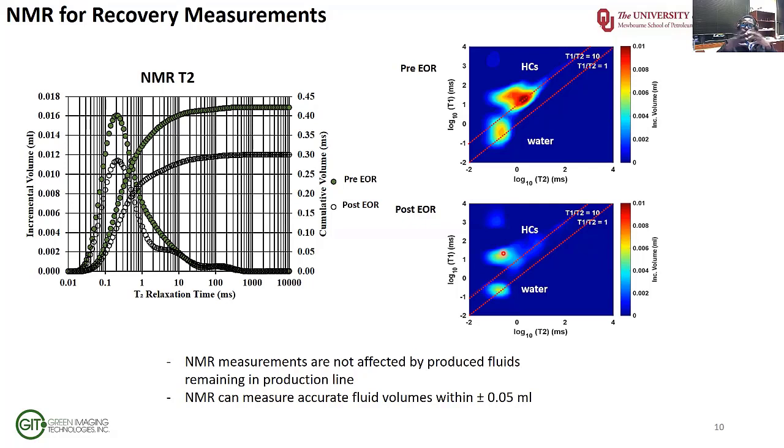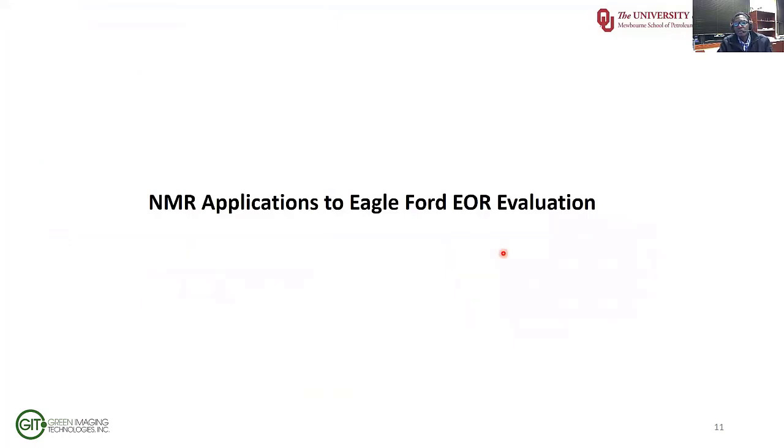So even beyond allowing us to quantify the volumes of oil and water, NMR allows us to start to understand, for example, the viscosities of the remaining fluid. So we can even go beyond that in our interpretations. Right? So NMR T1-T2 maps are really useful in the sense that they allow us to quantify oil and water. Okay, thank you. Now let's review a few NMR applications to EOR studies.